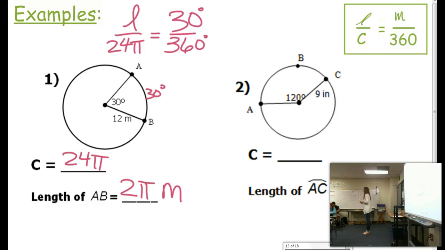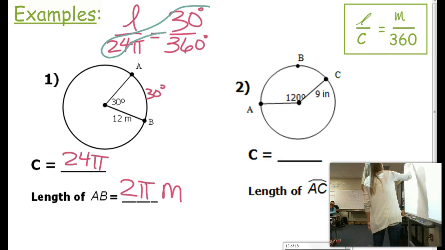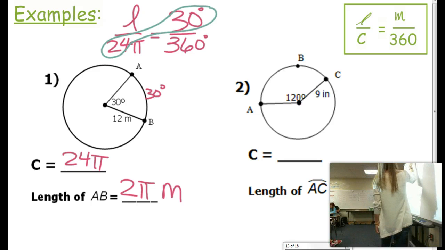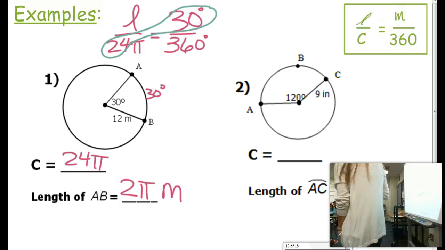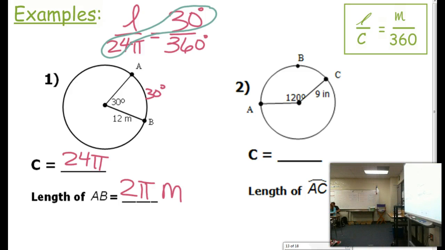Oh, where did I lose you? In the cross multiplying? Okay. So, 24 times 30, you divided it by 360. So you cross multiply and divide. So what you do is, you go across, you multiply these two numbers. Multiply these, and then divide by that. Multiply and divide.